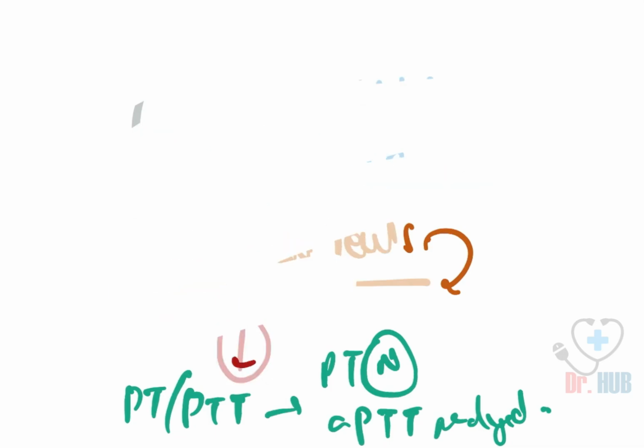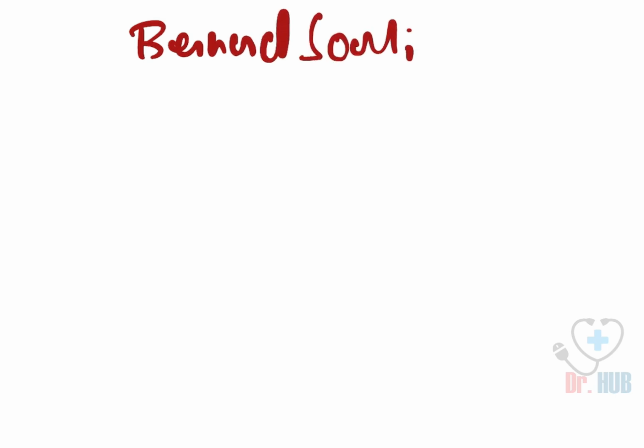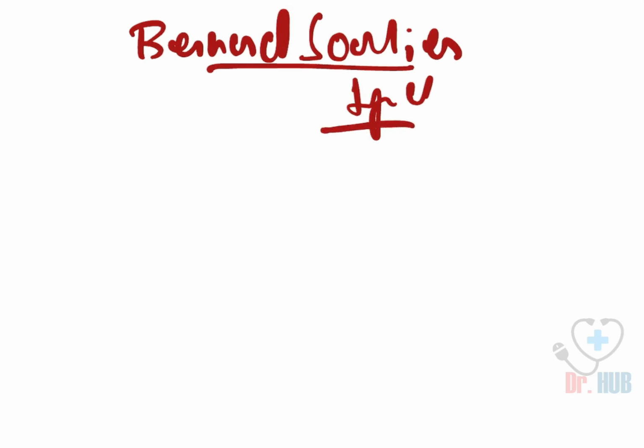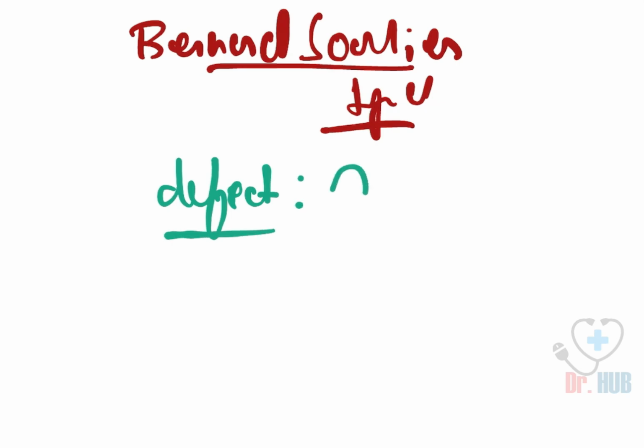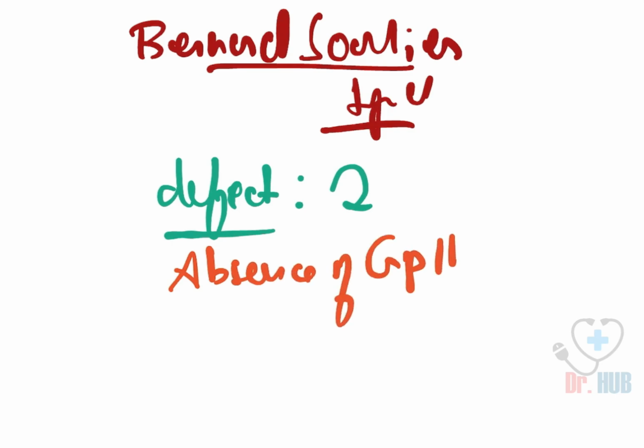So now to answer the questions which we asked at the start of the video. The question was, in case of the Bernard-Soulier syndrome, what is the defect? So the defect here was the absence of the GP1B9 receptor.